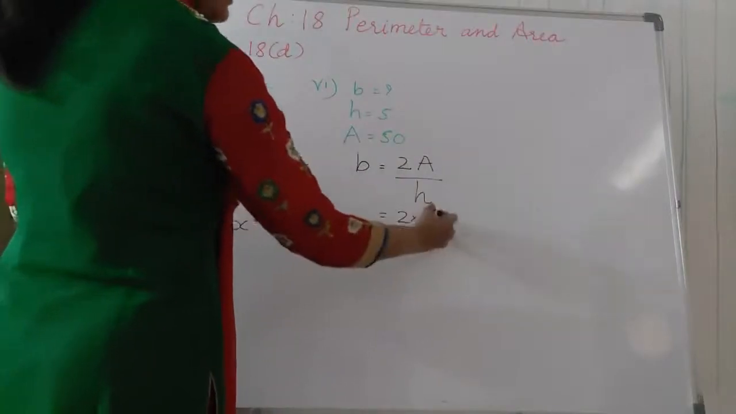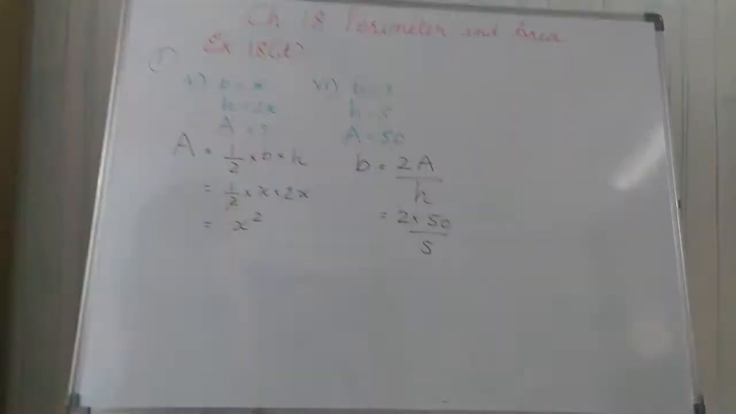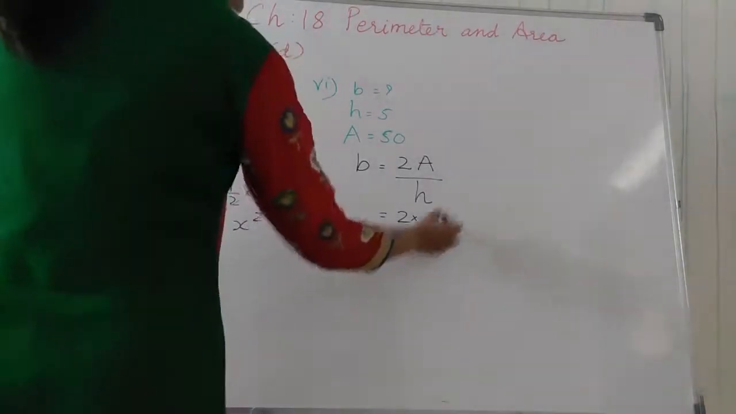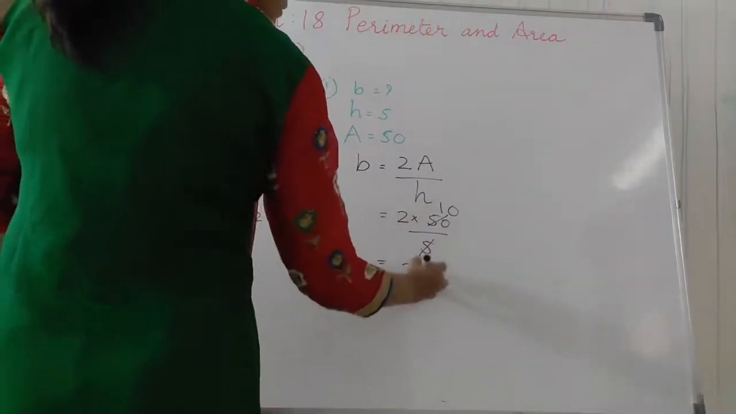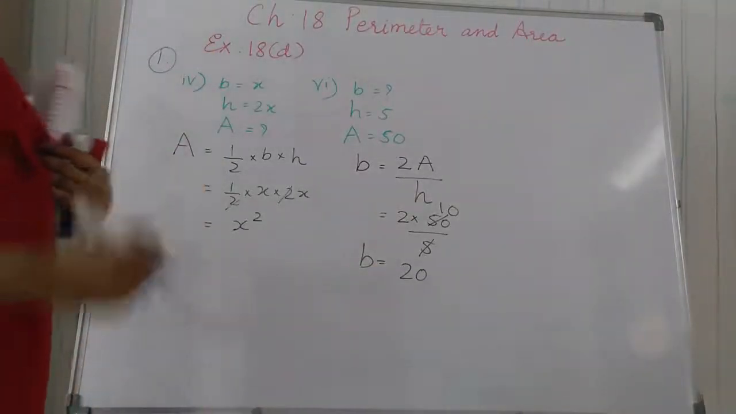So now a is 50 and h is 5. So now students, here 5 tens are 50 and 10 twos are 20. So your base will be 20 units. Okay. Now let us move on to the next.